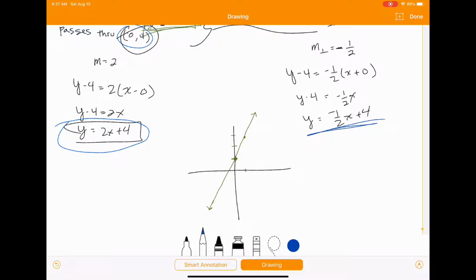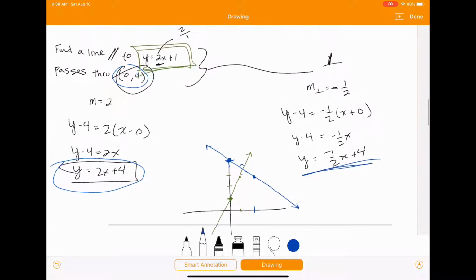So we're going to have 1, 2, 3, 4. And then -1/2 is our slope. So we're going to go down 1 over 2. So this is going to be our second line. And then we draw that out by connecting those dots, and we see here that it formed a 90-degree angle. So that worked out.